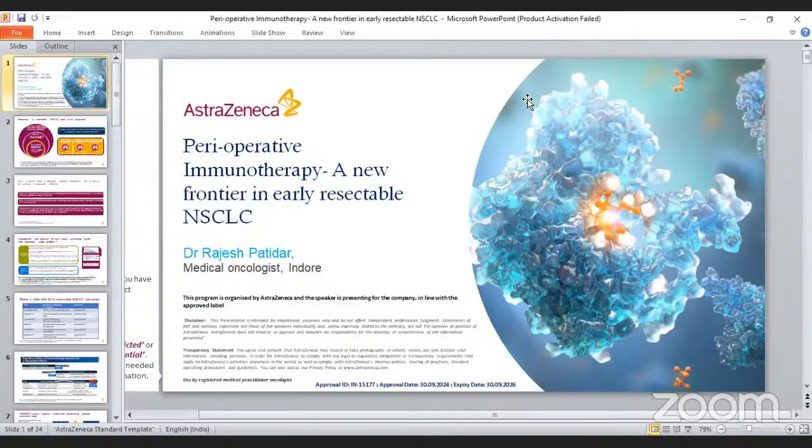Thank you, Dr. Rajesh Patidar, sir, for the newer insights, which I think is a newer exploration of the world in the form of early lung cancer. This is going to change the scenario, and I hope we all try to incorporate these newer practices in our day-to-day routine clinical judgments.